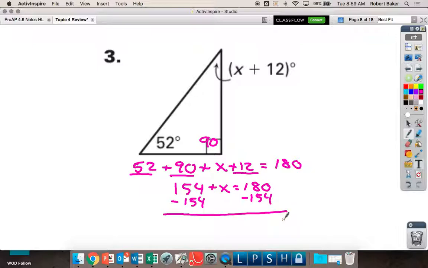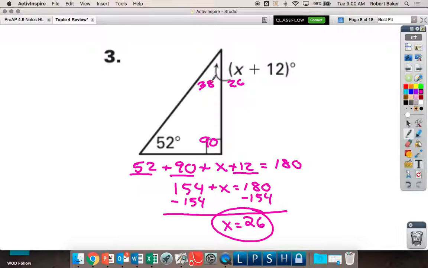Is that right? I don't think I did that right. I think it is. Is it 142? That's 142 plus 12 more is 154. So x equals 26. Which means when x is 26, 26 plus 12 is 38. And 38 plus 52 is 90, and 90 plus 90 is 180.